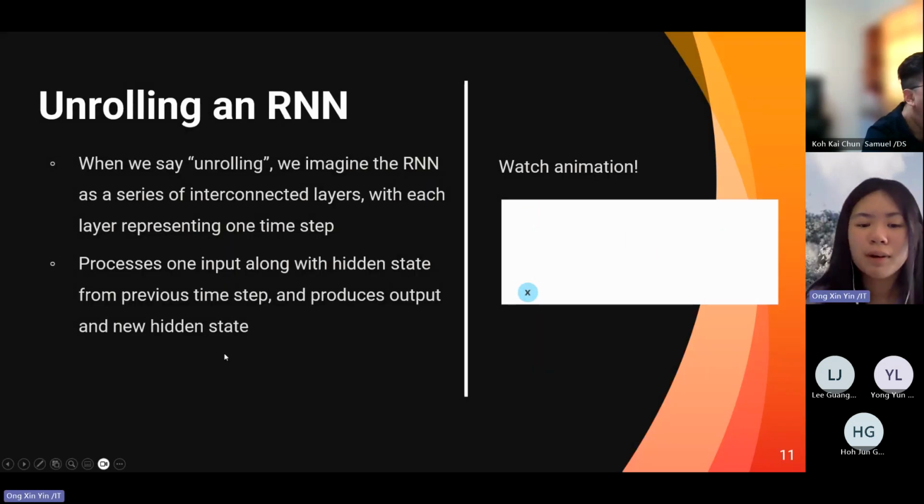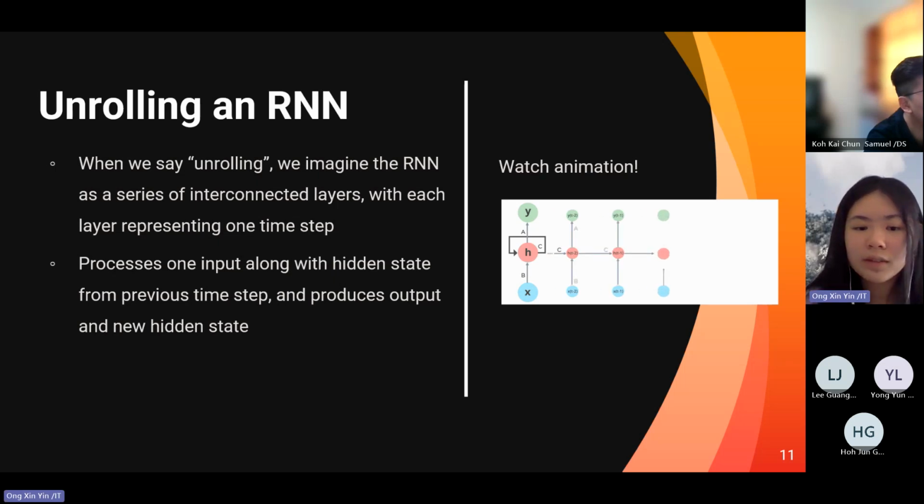When we talk about unrolling, we imagine the recurrent neural network as a series of interconnected layers, with each layer representing one time step. The fundamental processing unit in a recurrent neural network is a recurrent unit. This unit has the ability to maintain a hidden state, allowing a network to capture sequential dependencies by remembering the previous inputs while processing.